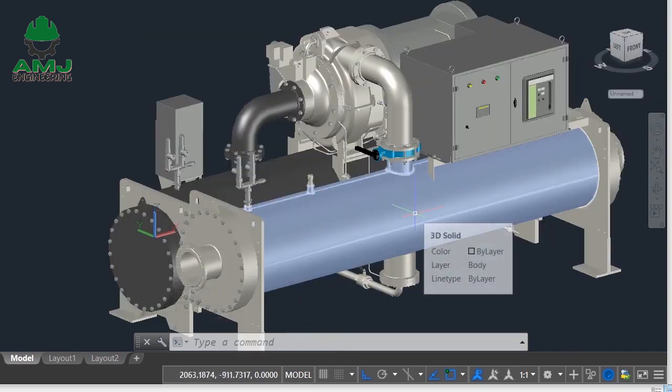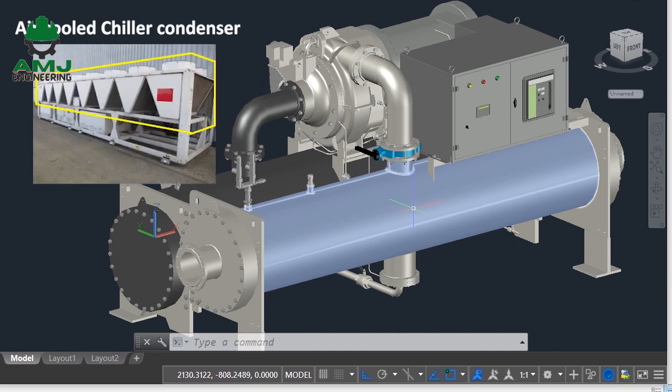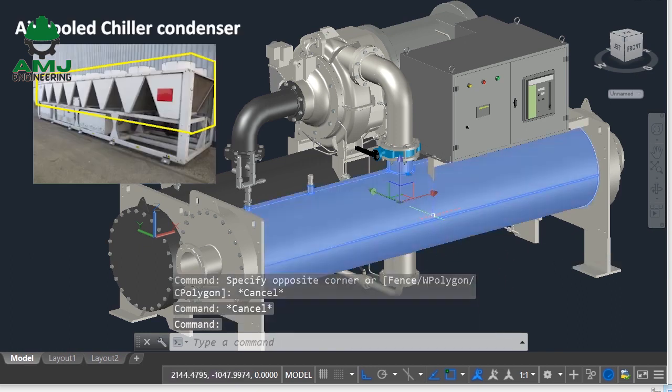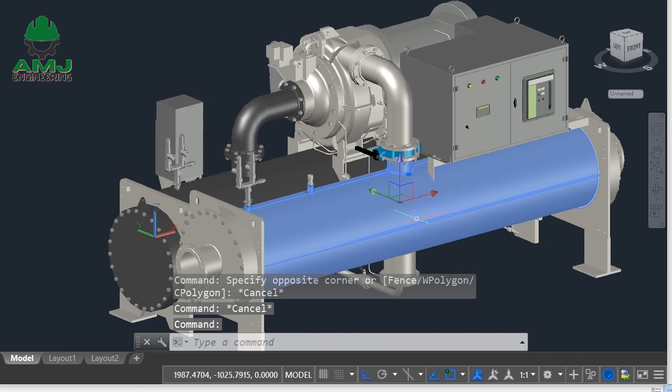The purpose of the condenser is to remove heat from the refrigerant which was built up in the evaporator. There are two main types of condensers: air-cooled as in the case of air-cooled chillers and split systems, and water-cooled condensers as in our case in the water-cooled chillers.